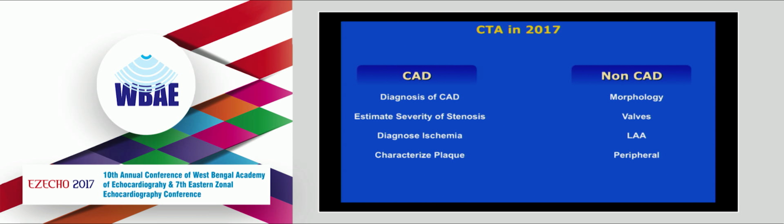Two different sections. The first part is dealing with coronary artery disease. We'll talk about diagnosis of CAD and estimating severity of stenosis, something we do day in and day out, and this forms the bulk of our diagnostic modalities. I'll also touch a little on diagnosing ischemia with CT, but CT has not reached absolute operational threshold in this area. There's some exciting data that I will share. We'll talk a little bit about characterizing plaque, but that's an emerging indication.